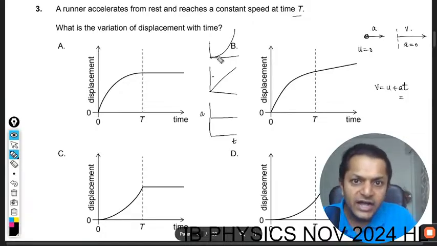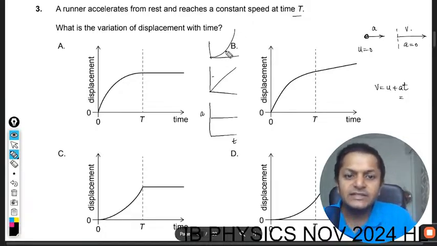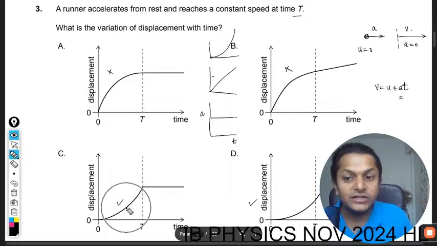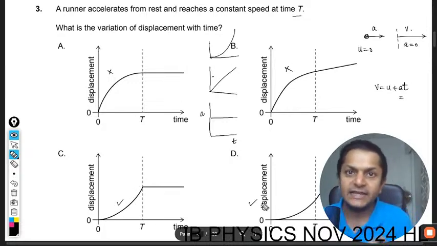So this graph here is parabolic. It means that first of all, it should be this kind of a graph. Why? Because acceleration is positive, and this graph is happening only in the C and in the D. But B is wrong and A is wrong. So either the answer is C or the answer is D.